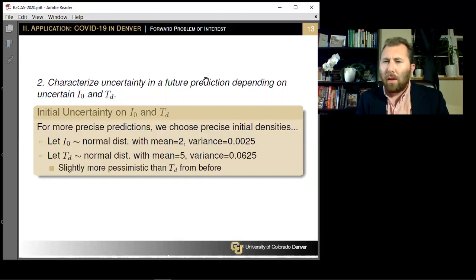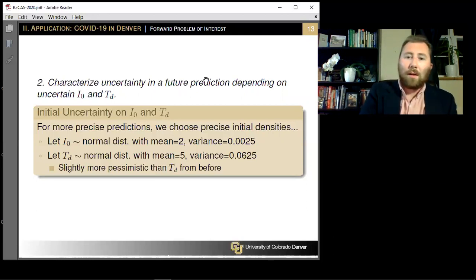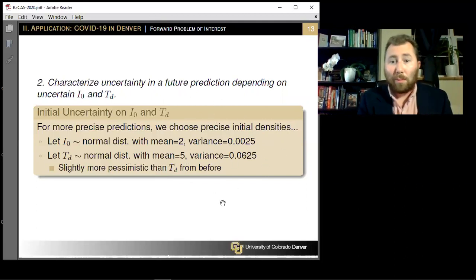And this time I think we should choose more precise initial densities, and then we'll obtain more precise predictions by doing so. So by choosing a smaller variance in both cases, for the initial population and for the doubling time, we will obtain more precise models and therefore more precise predictions as well.